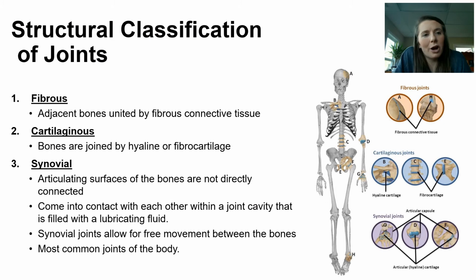All right, so we're going to start by discussing the structural classification of joints. And remember, this is referring to what is the material that's binding the two bones together. So we break this down into 3 different categories, the first category being fibrous joints. And fibrous joints are 2 bones that are connected by a fibrous connective tissue. Then cartilaginous joints are when bones are connected by either fibrocartilage or hyaline cartilage. And then finally, the third classification is synovial joints.